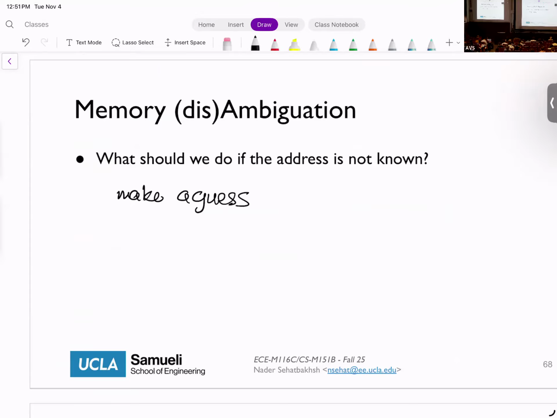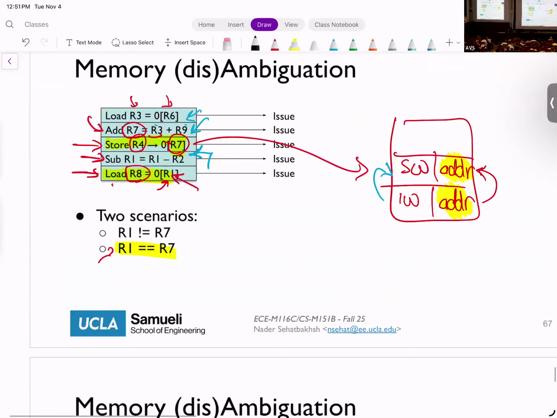So you make a guess and say that, okay, I think R1 and R7 are not equal, or that they are equal. You let the instruction continue, but since you have your load store queue, once the addresses are actually known, you will realize whether you made a mistake or not. If you made a mistake, you flush it again and you redo the load or you redo the store, okay? If you didn't make a mistake, then great, you get a performance boost, okay?